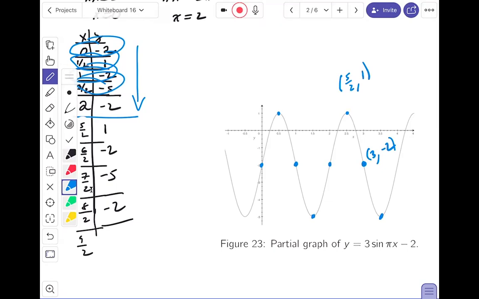What's this point over here? Well, let's see what we did. We did 6/2. This would be 7/2 now, right? And what are we going to get? 7/2 gives you -5. Very simplistic pattern problem. What's this one over here? 8/2, which is 4. And that, of course, if I'm looking at my table, that's -2.